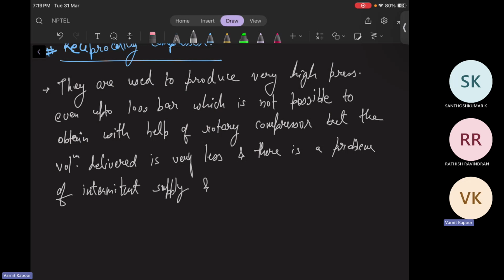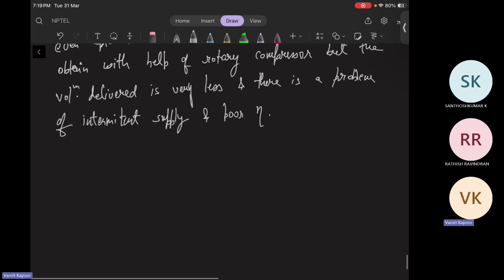And poor efficiency. Next point. So it consists of two valves, one on the suction side and one on the discharge side, as we have seen in the IC engines. And these are the automatic valves operated due to pressure difference across them. And they are generally plate type or disc type valves. And these type of compressors are generally used in air conditioning, refrigeration systems, air filling stations, etc.